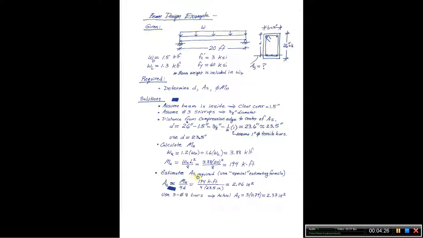Now, we can estimate the area of steel required, and we can use our special estimating formula, and that is that the area of steel that we need is going to be approximately Mu over 4 times d. Mu is input into this formula in kip-feet, and we have 4 times the depth d of 23.5 inches. We get out 2.06 square inches. And I am going to suggest that we use 3 number 8 bars. Those bars are actually 1 inch in diameter, which is what we assumed even at this point. So that looks like a good idea. And three number eight bars will give us 2.37 square inches. That's more than the 2.06 that we estimated. So this should probably work just fine.